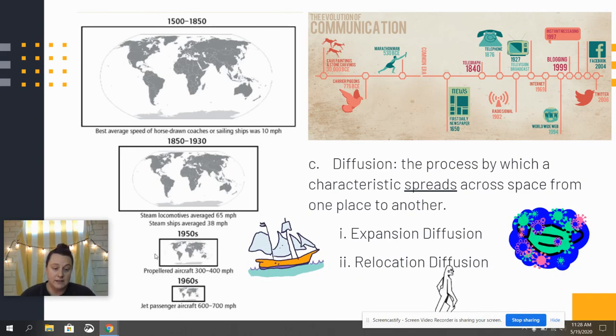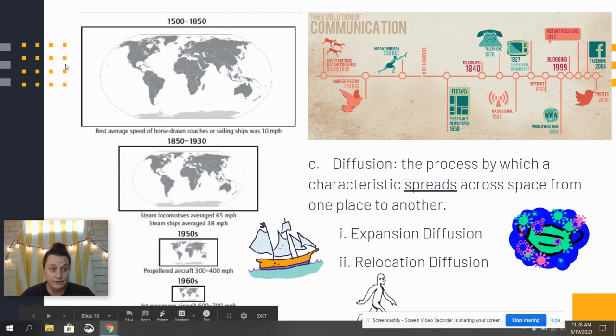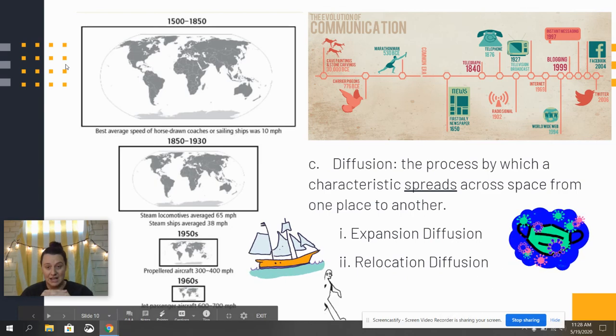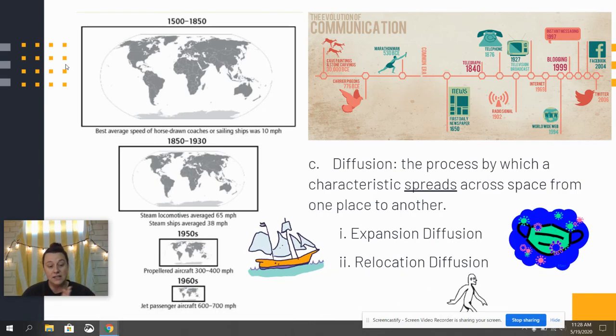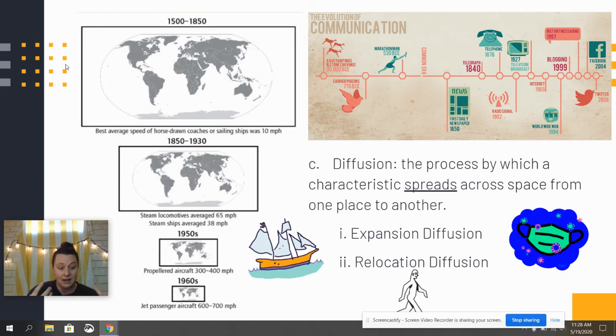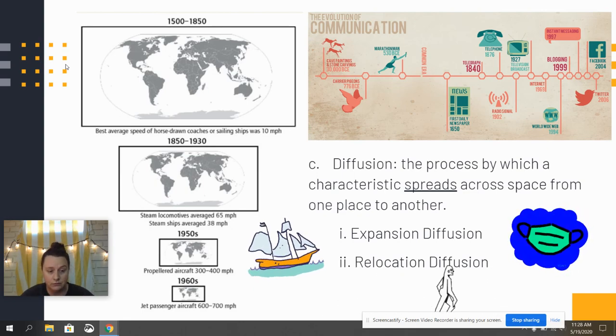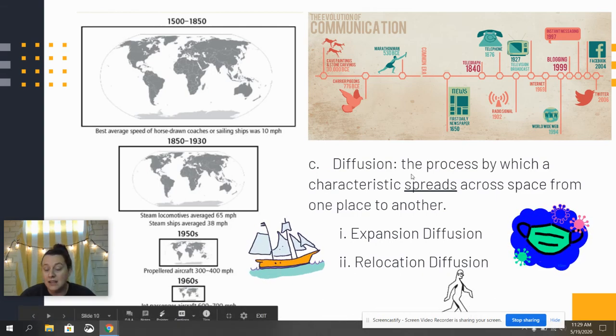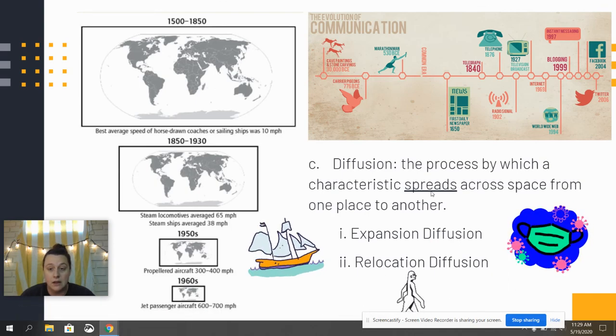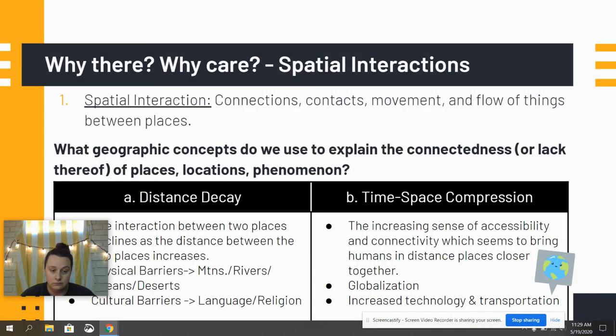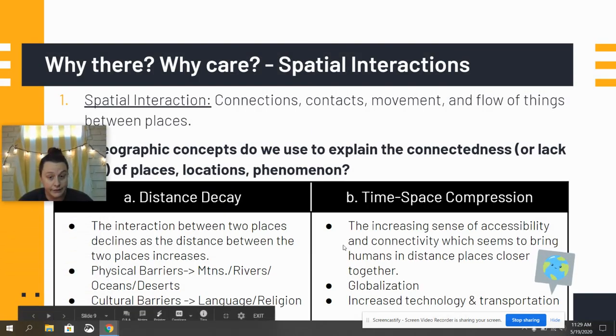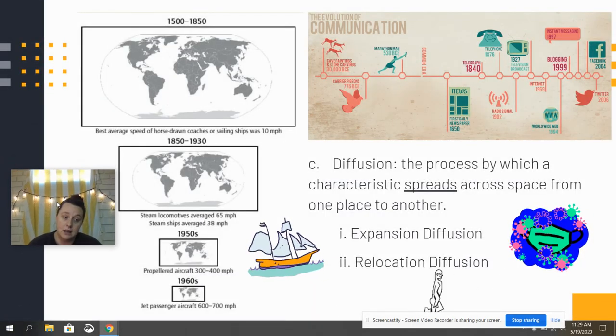In the 1950s, you can see a propellered aircraft is able to travel 300 to 400 miles per hour. We're getting even smaller, even more connected, even more diffusion. And then finally, you can see in the 60s, we are able to harness this jet passenger aircraft, which can move at speeds up to 700 miles per hour, right? So, time-space compression enables diffusion. As the world gets smaller, as we get more communication technology, as we get more transportation technology, the characteristics are going to be able to spread from one place to another much more quickly. Now, there still may be physical or cultural barriers, right? And that's when distance decay comes into play.